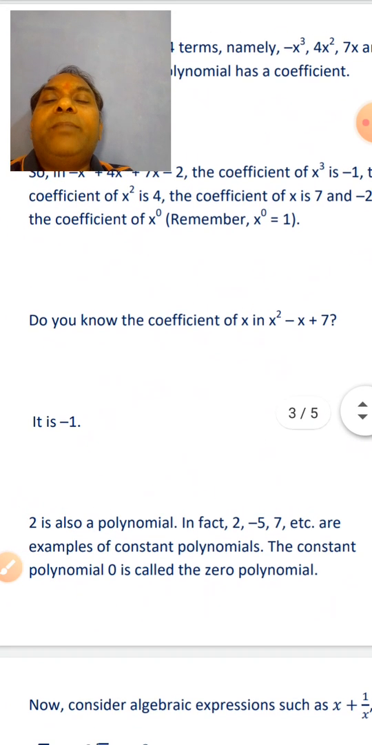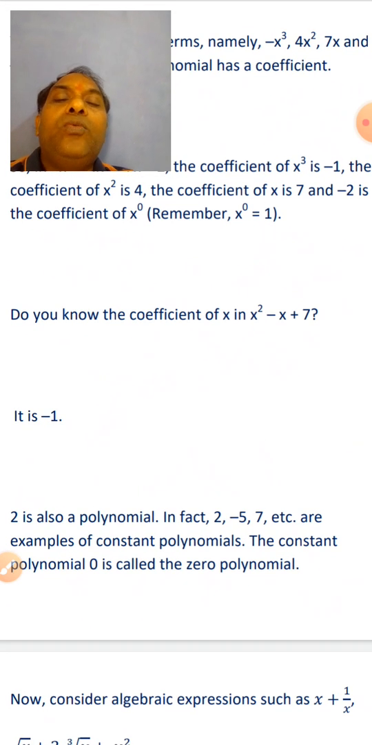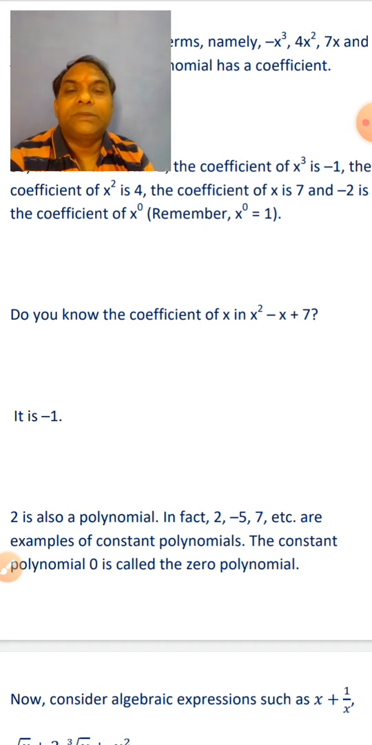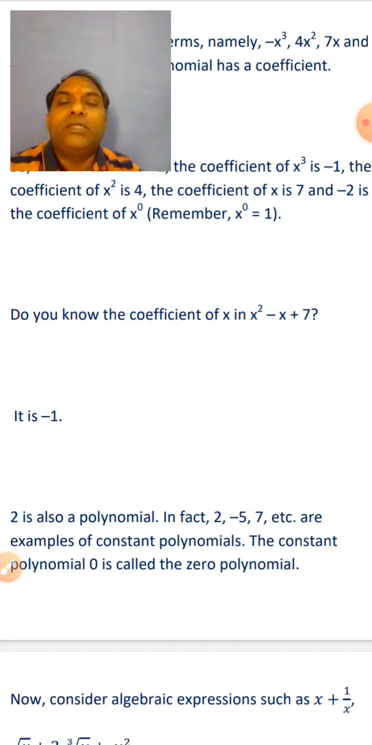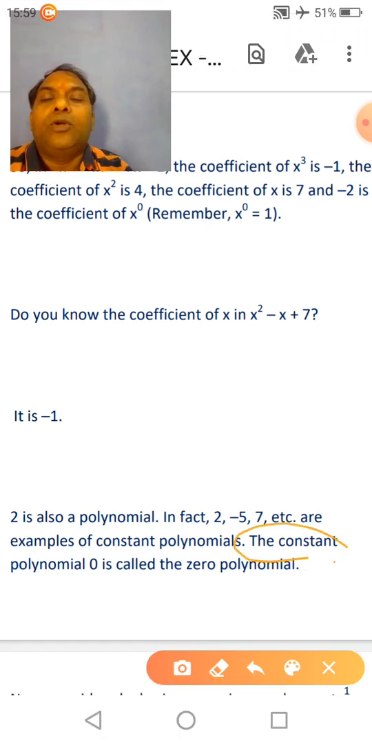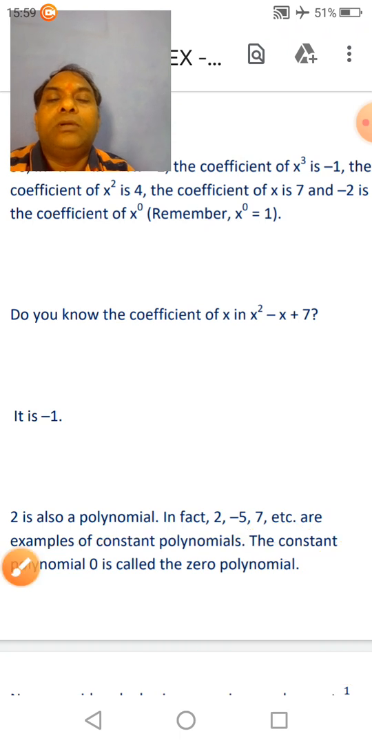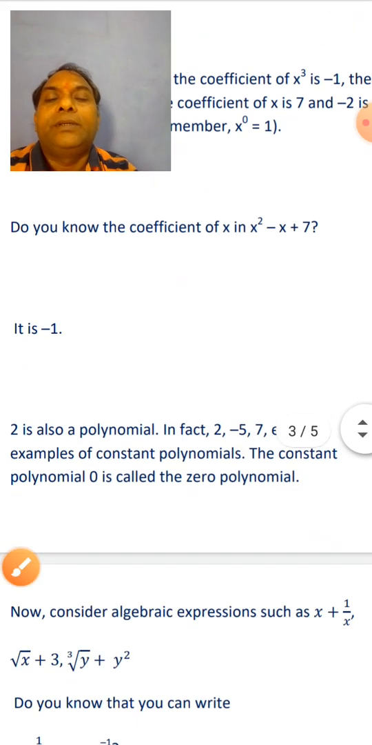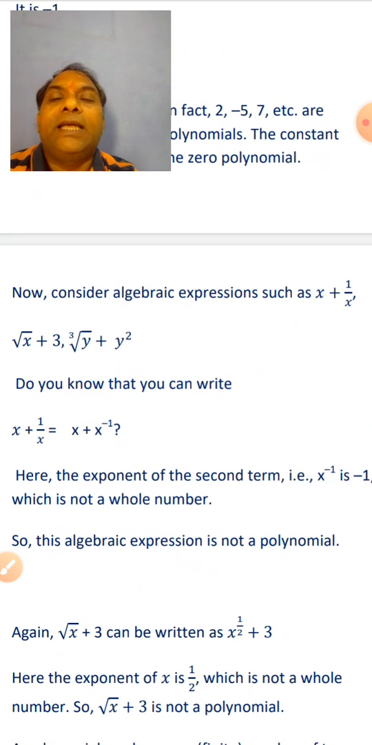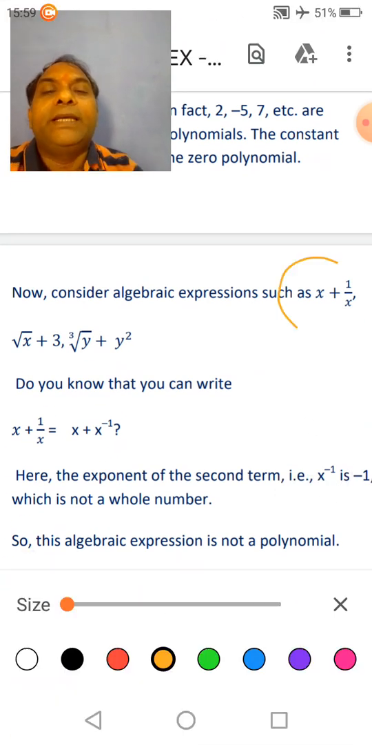So for example, 2 is also a polynomial. In fact, 2, minus 5, 7, etc. are the examples of constant polynomials. The constant polynomial 0 is called the zero polynomial. Clear?